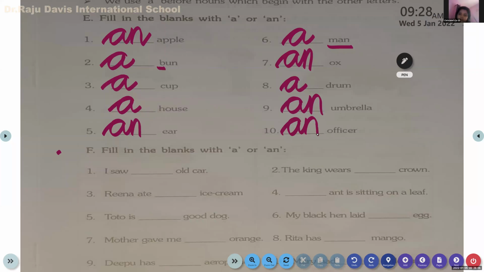Now we are moving on to the sentences. So we have finished with the words. Now let's move on to the sentences. Are you all ready? Yes, ma'am. So let's begin. We are finished with all the 10 questions. Let's move on to the sentences, which is on the same page, children. Question F, fill in the blanks with a or an. Page number 29. Okay? I saw an old car.